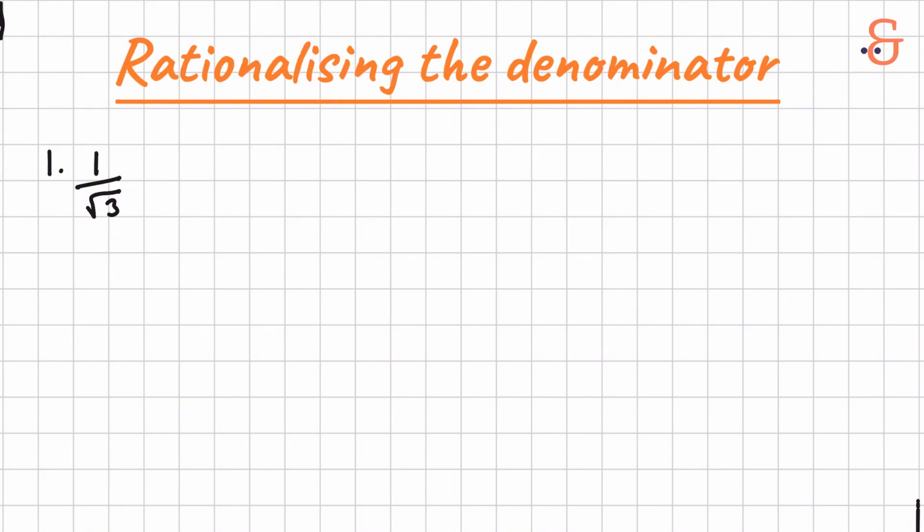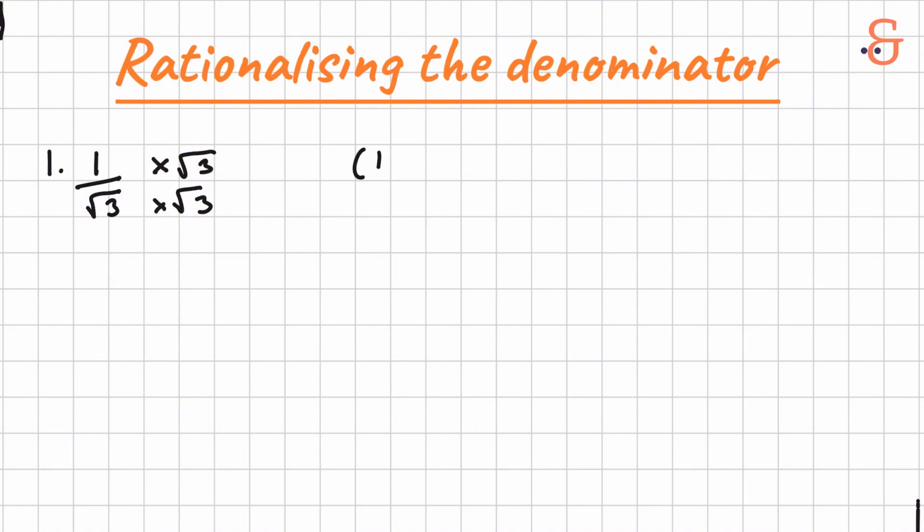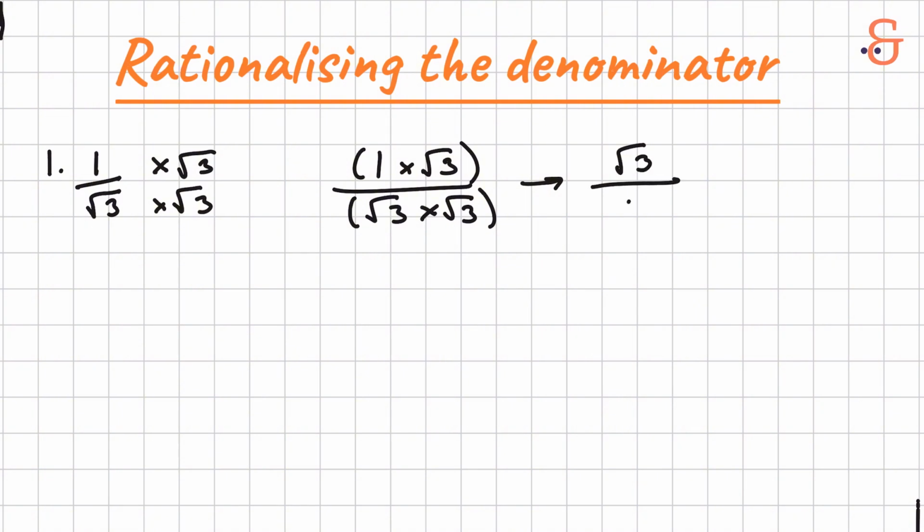Multiply the top and bottom by root 3. And I know that's really underwhelming, but that is literally all you need to do. So the top of the fraction will give us 1 times root 3 divided by root 3 times root 3. And that will simplify to root 3 at the top and 3 at the bottom.